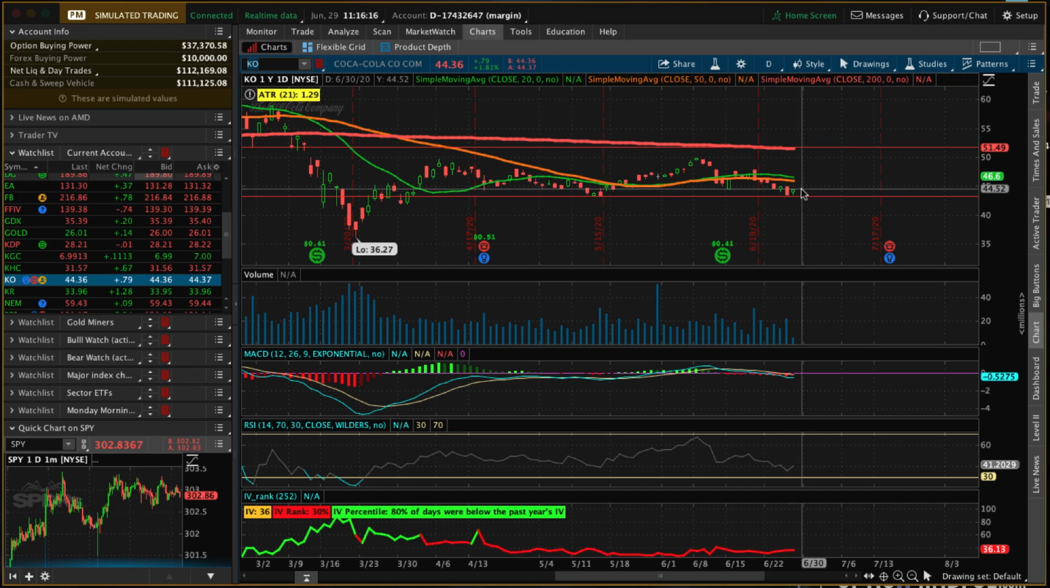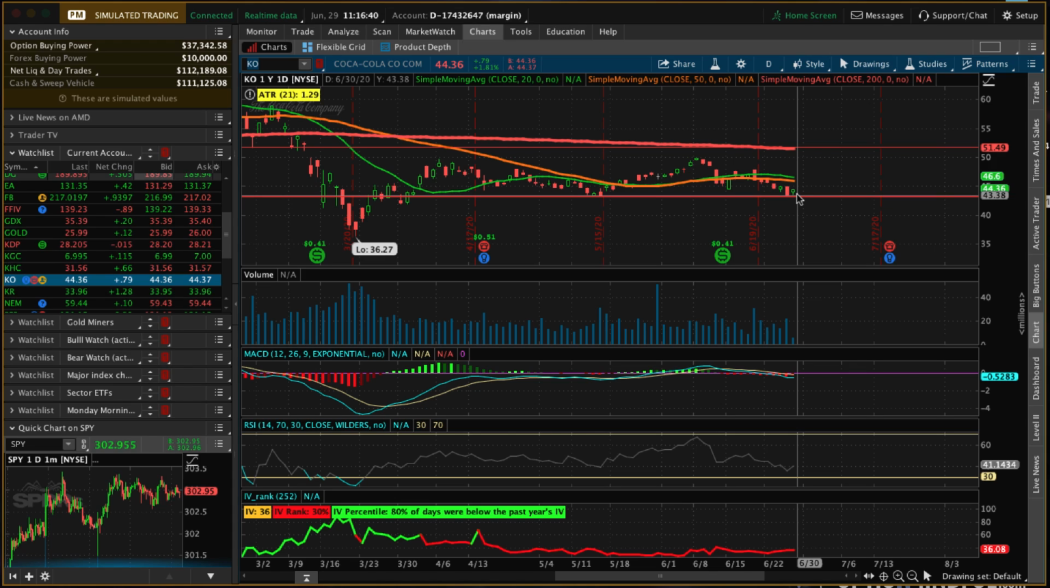So I expect it to bounce. If it passes this support zone, I will be in the money, and I'm just gonna decide if I want to have Coca-Cola shares or not. I don't think Coca-Cola is going anywhere. It's a very solid company, and Warren Buffett owns it, so I'm okay owning shares of Coca-Cola.